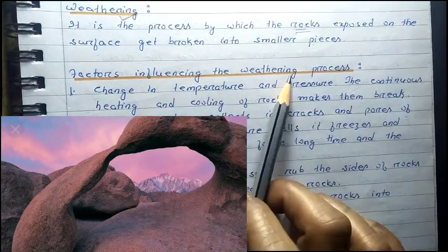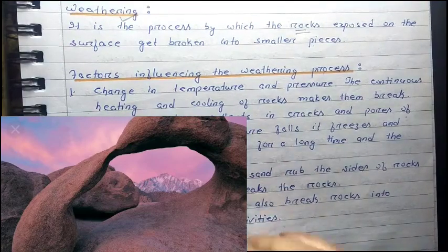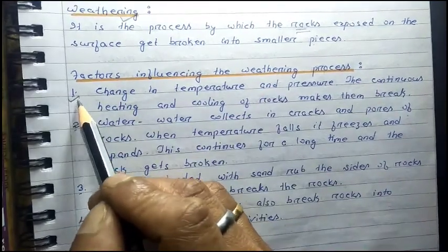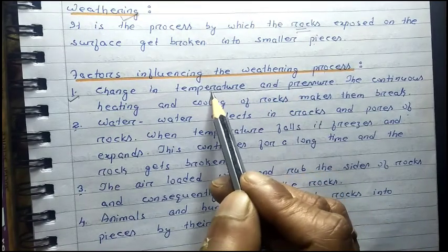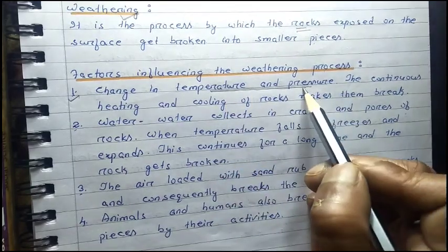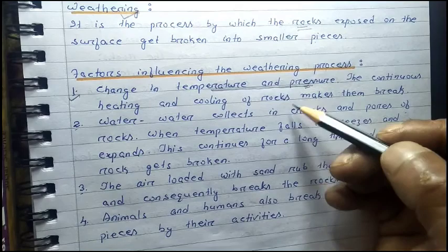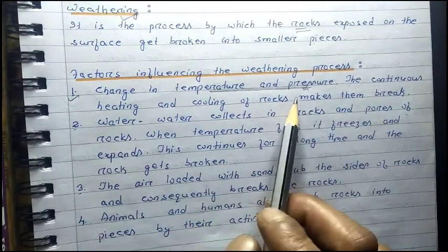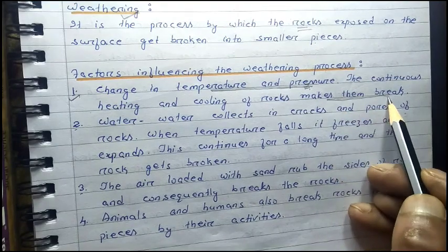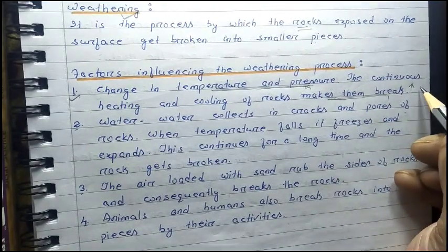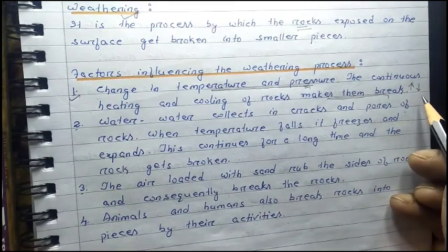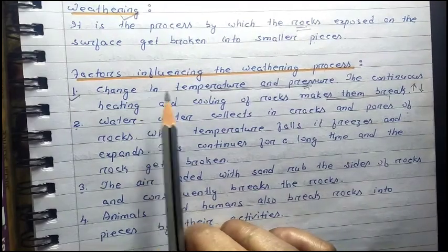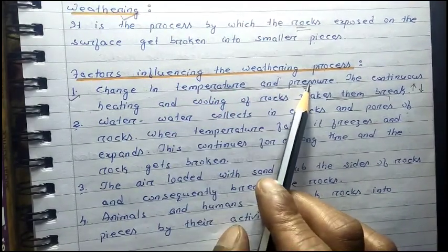What are the factors influencing the weathering process? We can say the rocks simply cannot get broken into pieces. Different factors are working behind it. The first factor is change in temperature and pressure. Temperature means how hot or cold a particular body is, and pressure here means atmospheric pressure. You know the different layers of the atmosphere create pressure on the earth's surface, and that is known as pressure. The continuous heating and cooling of rocks makes them break. During daytime the temperature is high, and during night time the temperature goes down, and because of this increasing and decreasing of temperature, the outer layer of the rocks becomes soft and gets broken into pieces. So we can say that the first factor influencing the weathering process is temperature and pressure.